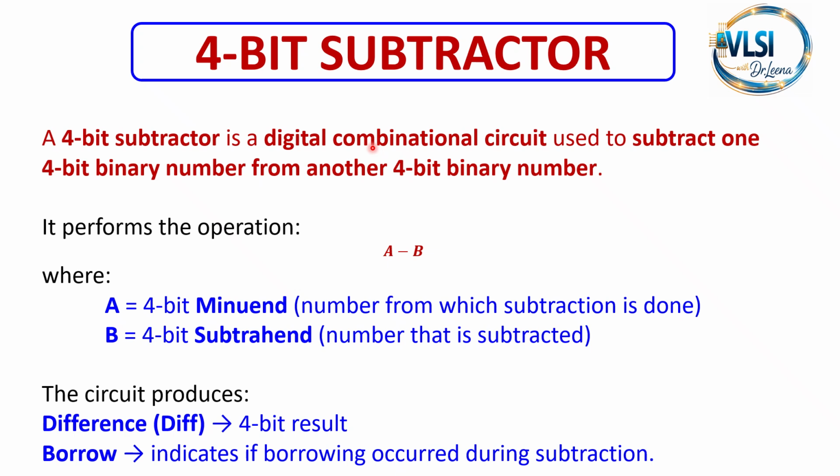So what is a 4-bit subtractor? A 4-bit subtractor is a digital combinational circuit used to subtract one 4-bit binary number from another 4-bit binary number, and it performs the operation A minus B. Here A is the 4-bit minuend, the number from which subtraction is done, and B is the 4-bit subtrahend, the number that is subtracted. This produces a 4-bit difference result, and borrow indicates if borrowing occurred during the subtraction. So let's see the subtraction operation, that is the RTL code.